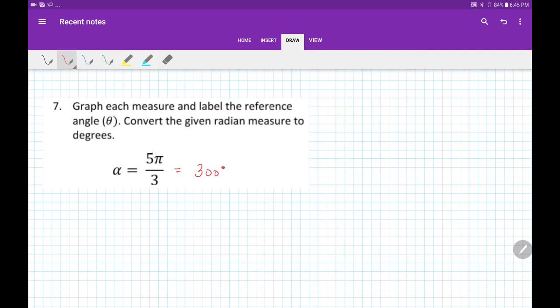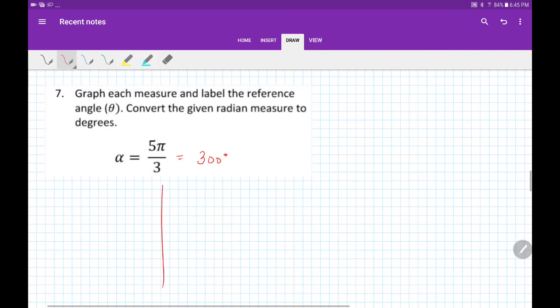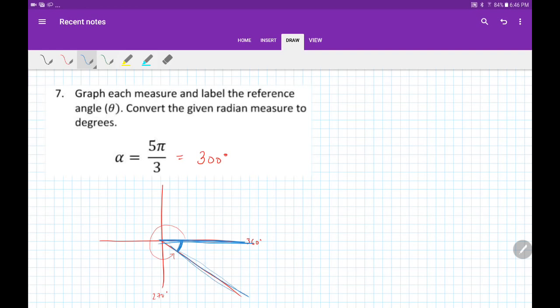That's our first step. Next, we need to graph it and label the reference angle. So if I'm graphing this, 300 will be, if this is 270 and this is 360, it'll be between them in my fourth quadrant. Now if this whole piece is 300 degrees, I need the reference angle. That's the space between my angle and the nearest x-axis. So I need this angle.